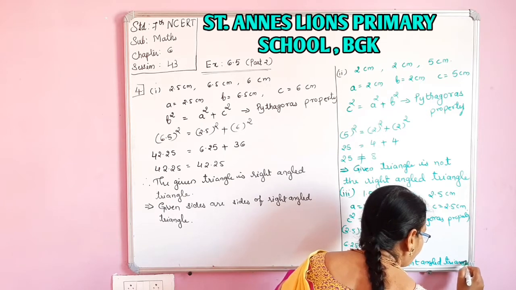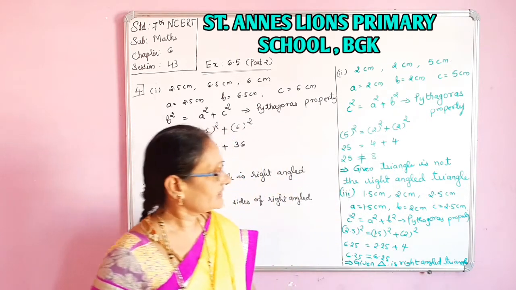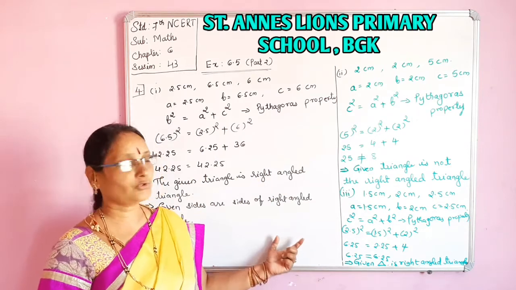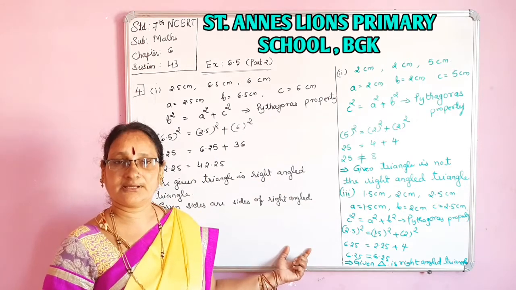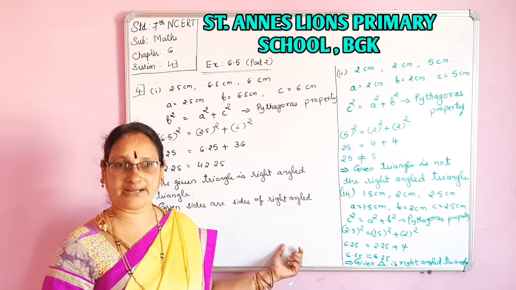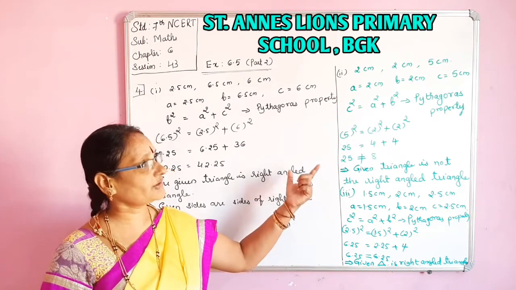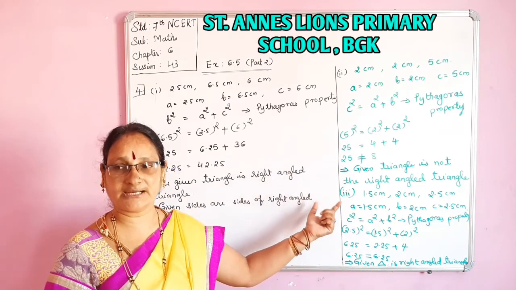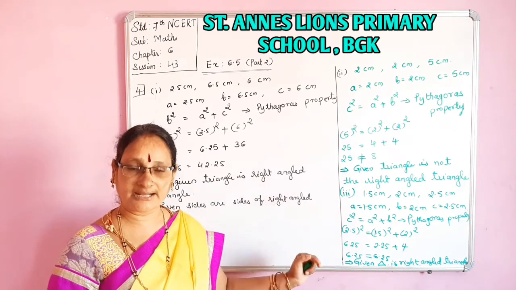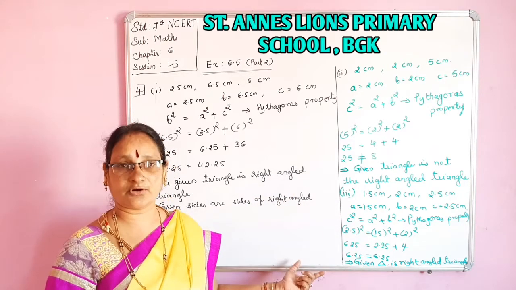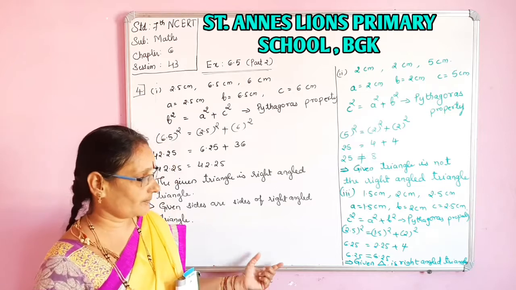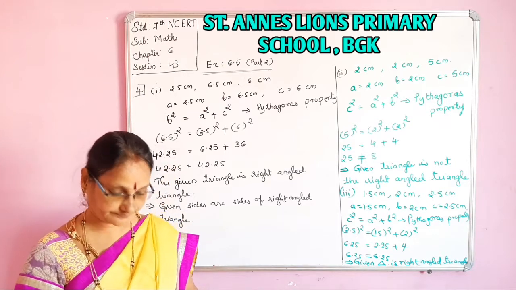Okay, this is, students, how to test the sides of the given triangle. If the Pythagoras property is satisfied, the given sides are sides of a right angle triangle. Otherwise, that triangle is not a right angle triangle. So copy this. Next, I'll continue.